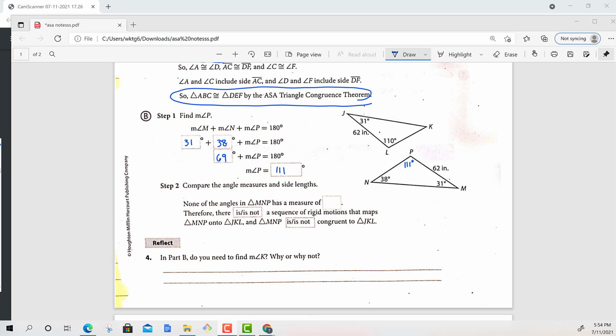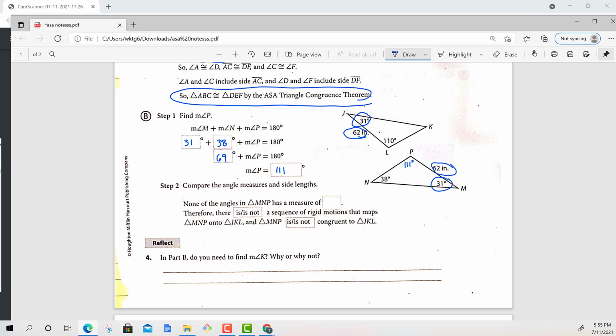And at this point, we can compare the angle measures and the side lengths. And we can either answer this on our own, or we can follow the prompt on step 2. But ultimately, we see that angle J is congruent to angle M. The measures of those angles are equal. We see that segment JL is 62 and segment PM is 62. So we have an angle and we have a side.